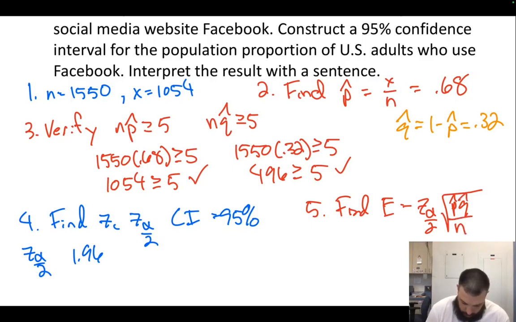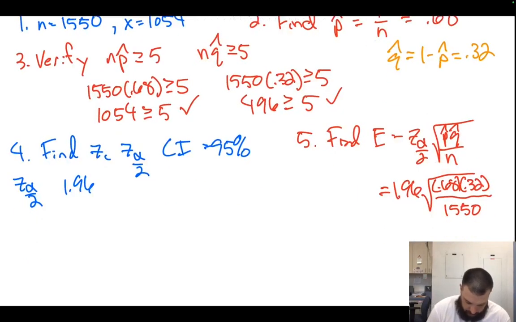So substituting our known values in, 1.96 times the square root of 0.68 times 0.32 over 1550. And that gives us an E of 0.023.